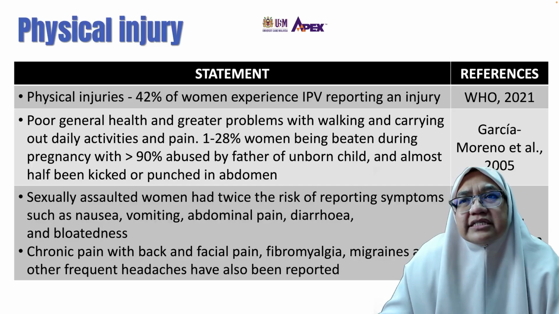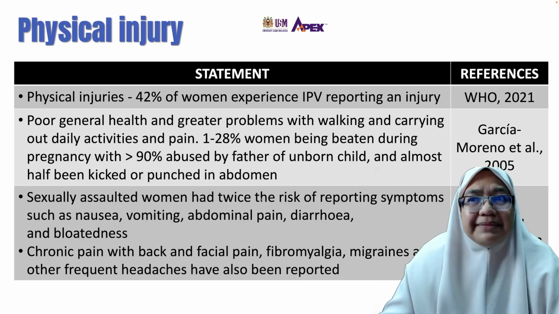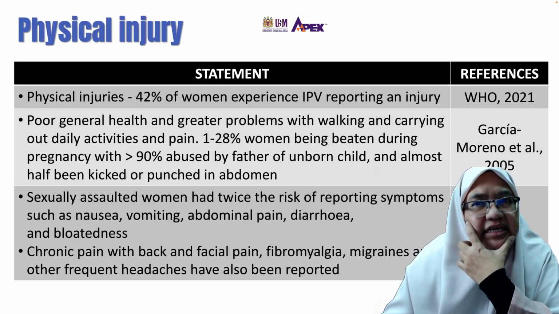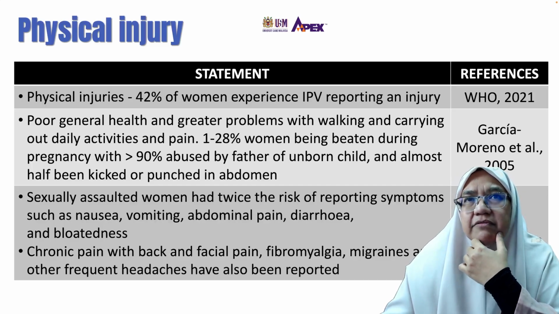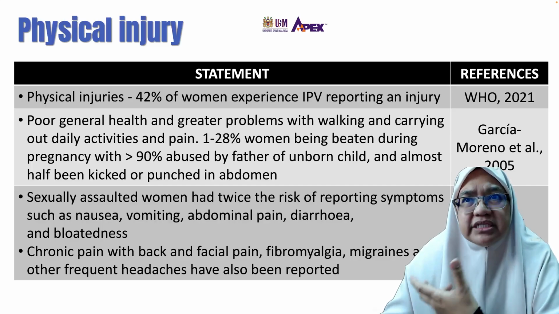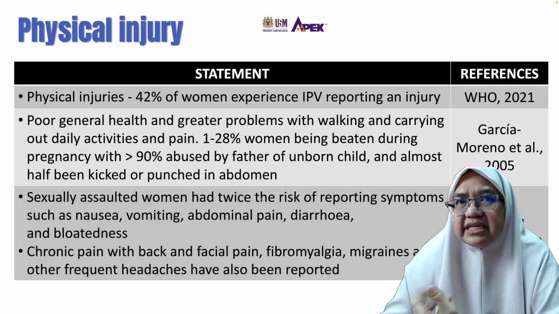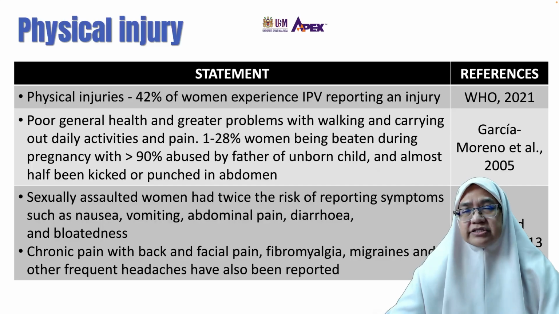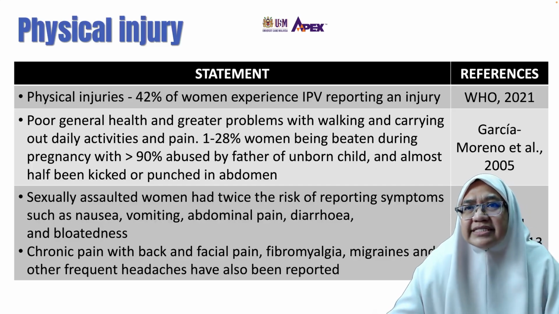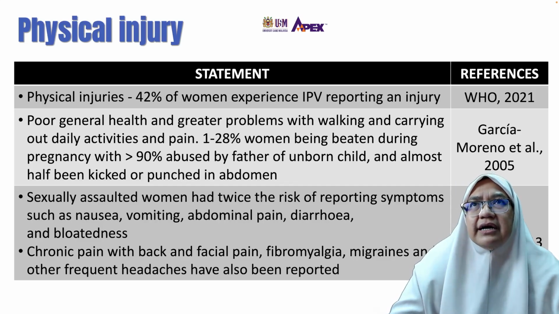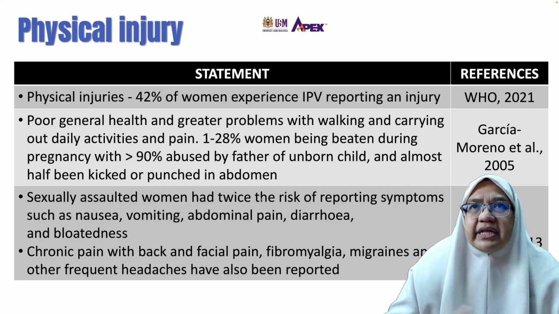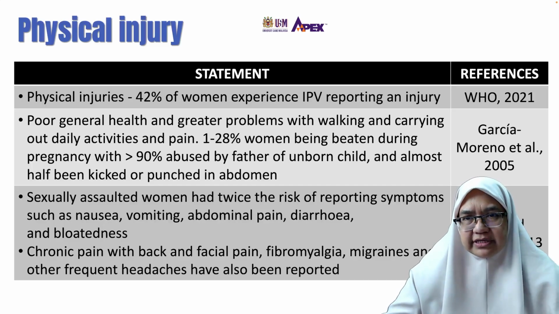Right. Another study showed that sexually assaulted women had twice the risk of reporting symptoms such as nausea, vomiting, abdominal pain, diarrhea, and bloatedness. This is what I mentioned earlier. When you see patients, women may not necessarily come to you and tell you that they were beaten by their husband or partner. She may just come and tell you, I'm not well, I feel nausea, I have vomiting, and things like that. So good communication skills and good history taking will help you detect whether these women are at risk or are actually victims of violence. Right. And some of them may come with chronic pain, with back and facial pain, if this has been happening to her many times regularly.